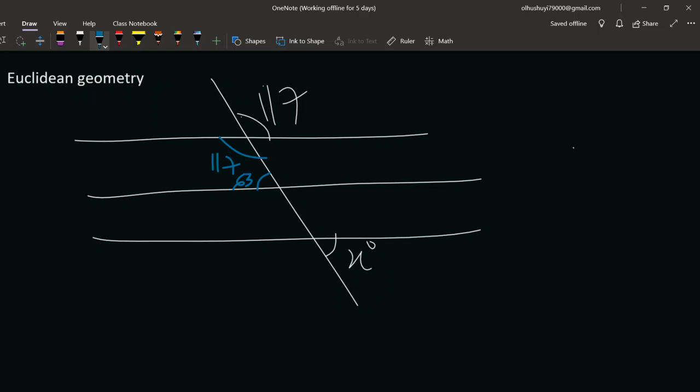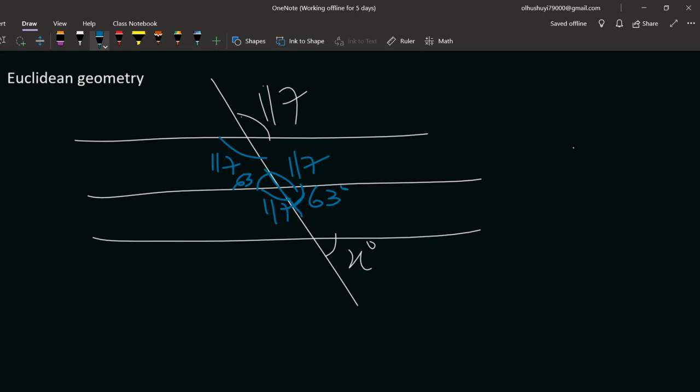I haven't gotten this place. This place is also 63, isn't it? Then you look out again. If this place is 63, this angle on a straight line, this place will definitely be 117. Then 117, this vertically opposite angles. This 117 also. So I haven't gotten this.